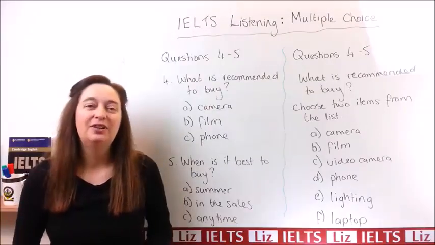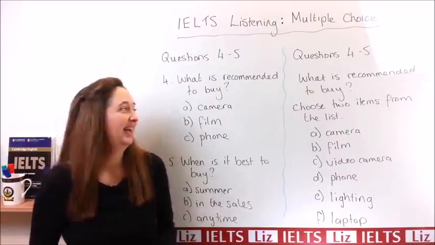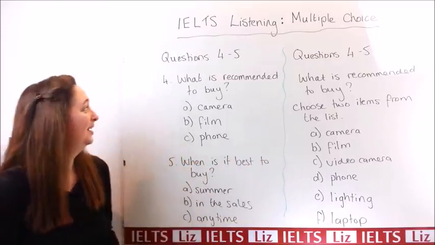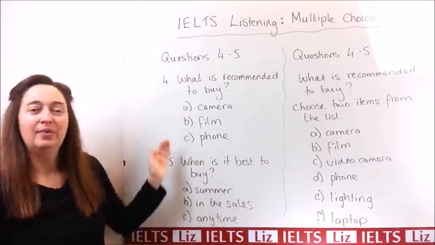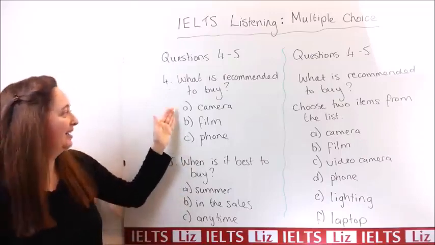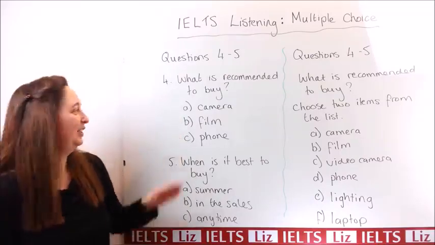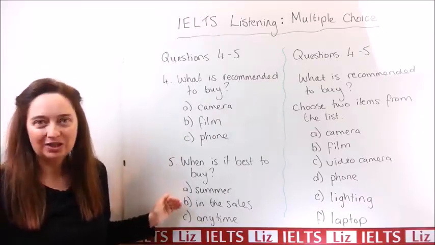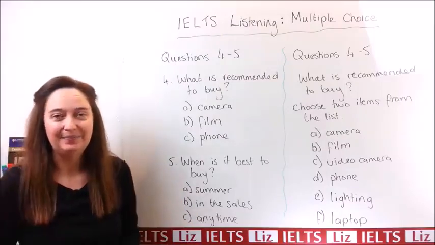There are different kinds of multiple choice question in IELTS listening, and here are the two types of questions that you can get. The first type is when you've got separate questions, and each question has a choice of 3 or 4 answers, and you must choose the correct answer. Then you move to the next question and you choose the correct answer again.